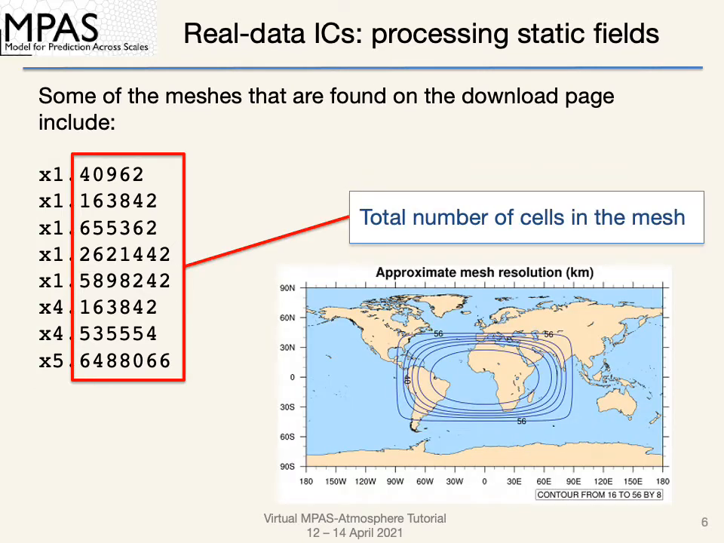The second part of the file names indicates the total number of cells in the mesh. So for example, the x1.40962 mesh has 40,962 cells in it. And generally, the more cells in a mesh, the higher the resolution.